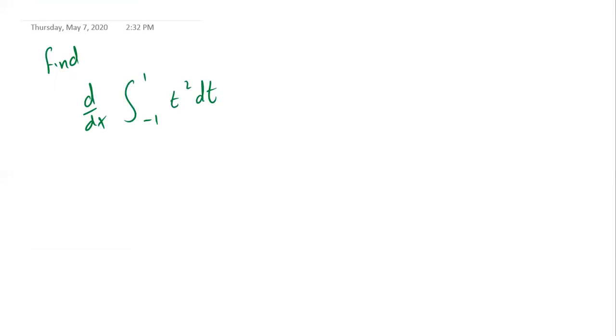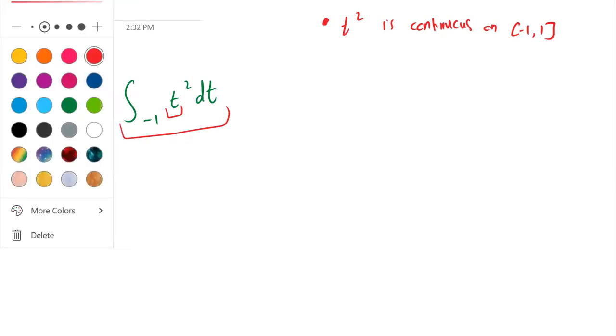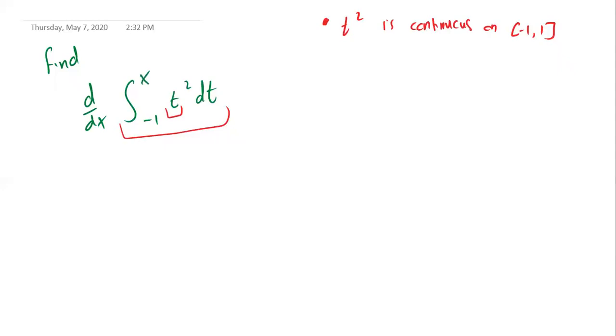As long as this function is continuous on the interval -1 to 1, this whole thing is continuous and differentiable on the same interval. So here you also still have to check that t squared, whatever function is inside, is continuous on -1 to 1. If it is, which t squared is, then what's the derivative here? I want to make this an x. Remember that the variable in this case is the upper bound, the right endpoint of your interval. That's what changes in this function.